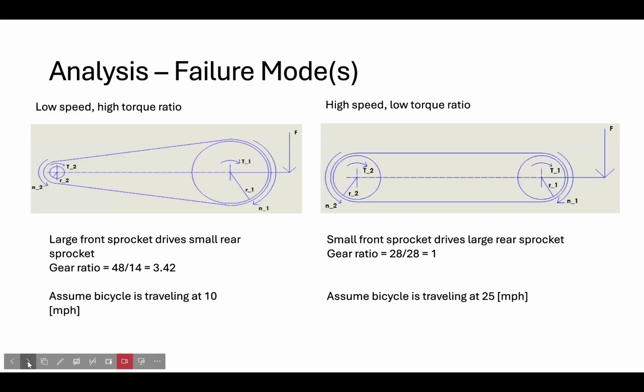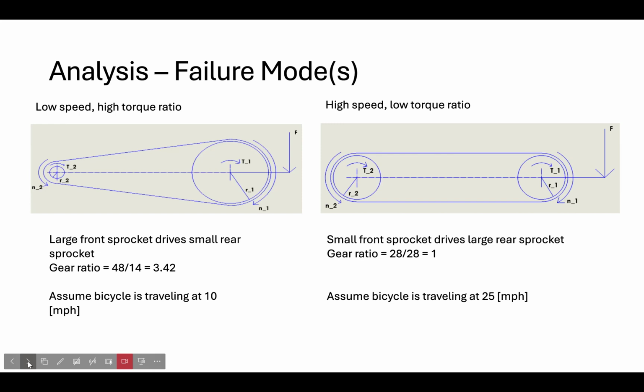To analyze the failure modes, as previously stated, we'll study a low speed high torque ratio and compare it to a high speed low torque ratio. Beginning with the low speed high torque ratio, a large front sprocket will drive a small rear sprocket or chain ring. In this case, the gear ratio was 48 in the front and 14 in the rear. For this analysis, we will assume that the bicycle is traveling at 10 miles an hour.